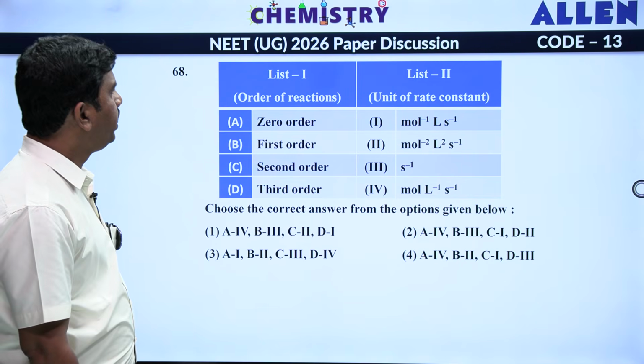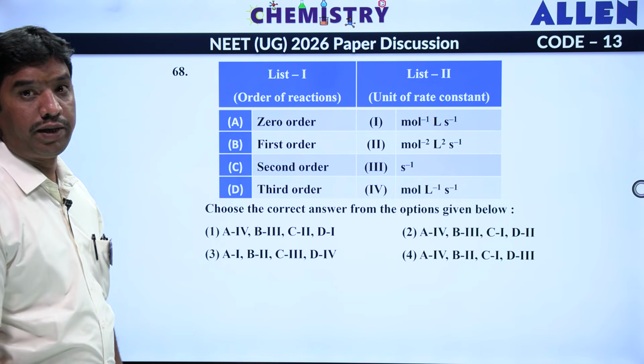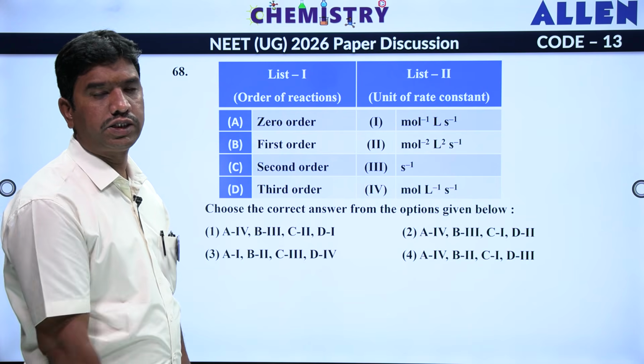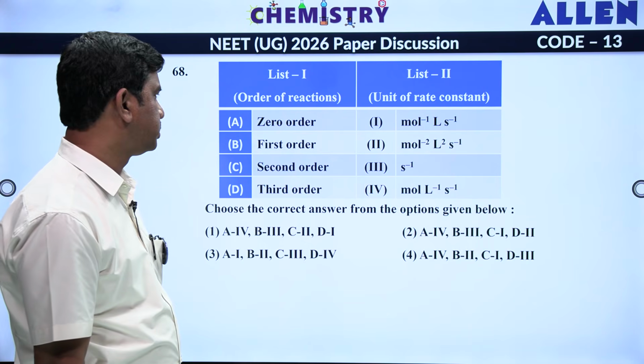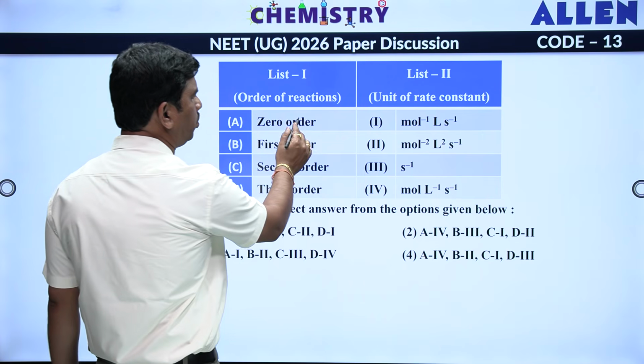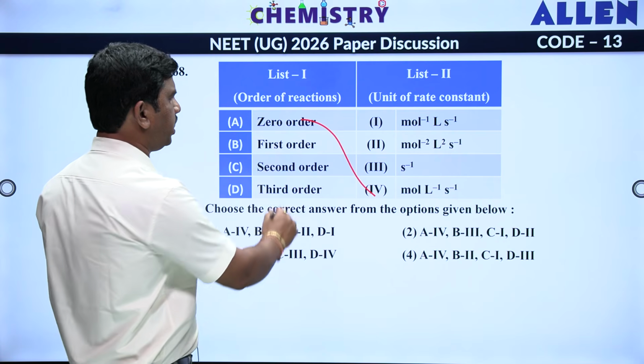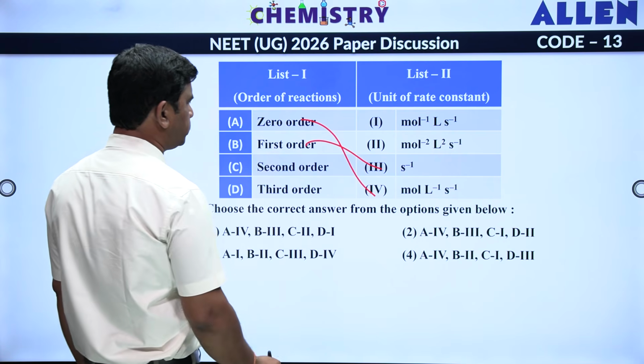Next, here this is chemical kinetics. In chemical kinetics, this is a rate constant units matching question. For zero order, you people know the unit is mole per liter per second. First order means per second.